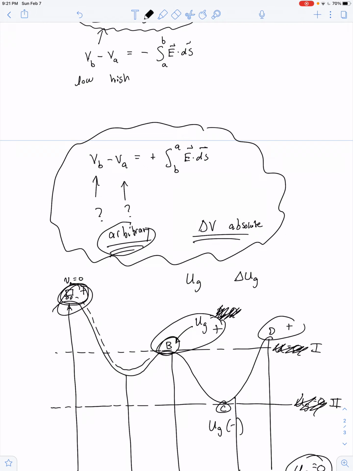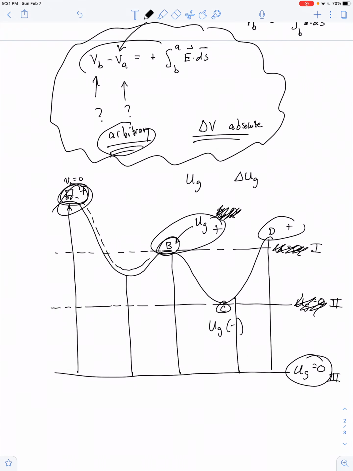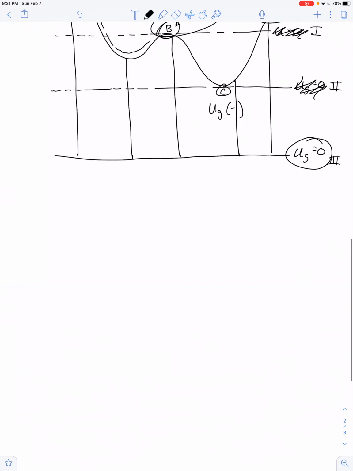So it might be convenient to just choose a reference in which we set the electric potential at point A equal to 0. Then in that case, we would get the electric potential at point B minus 0 is equal to the integral from B to A of E dot ds. Okay, so this is an important general equation that we can use, and I'll show you an example of where we might apply this.